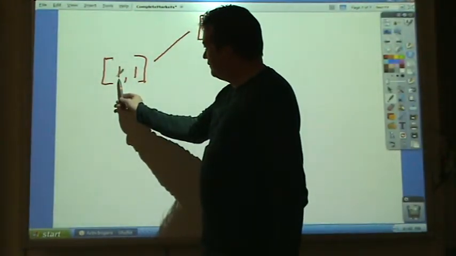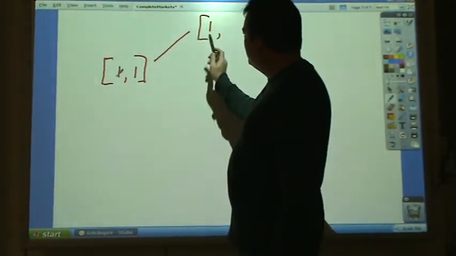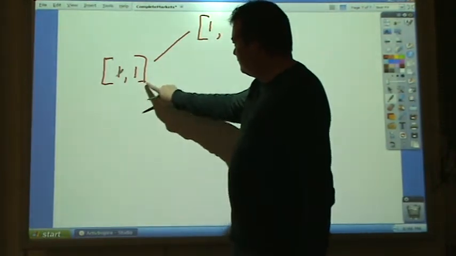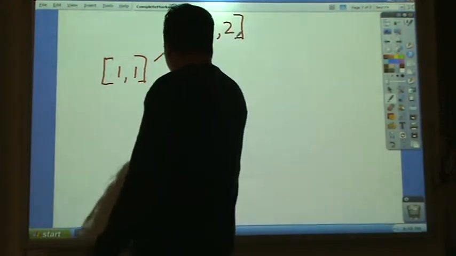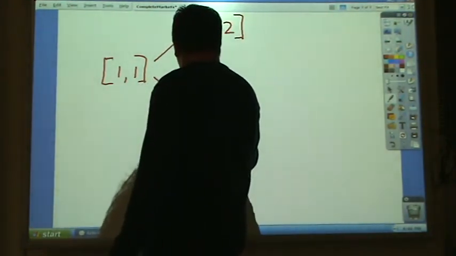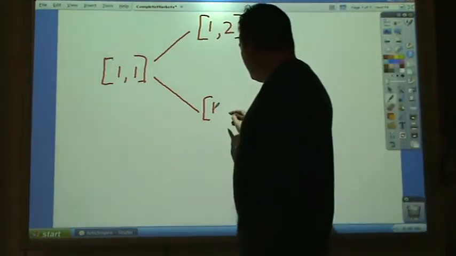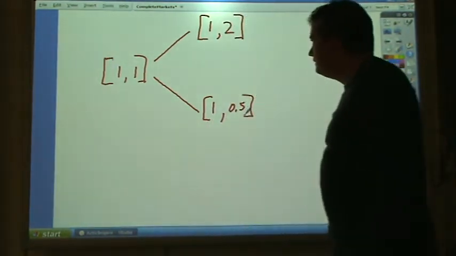One is currently selling for $1. If the market goes up, it remains at $1. And the second security, which is currently selling for $1, if the market goes up, it starts selling for $2. If the market goes down, the first security continues to sell at $1, and the second one sells at 50 cents.